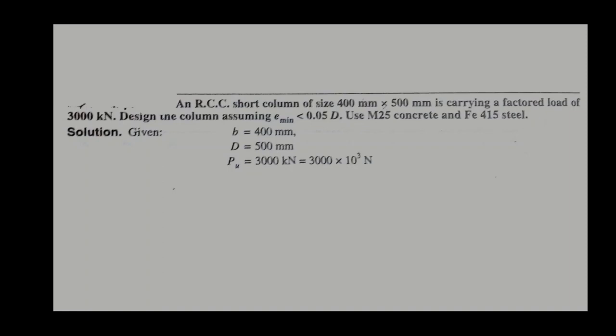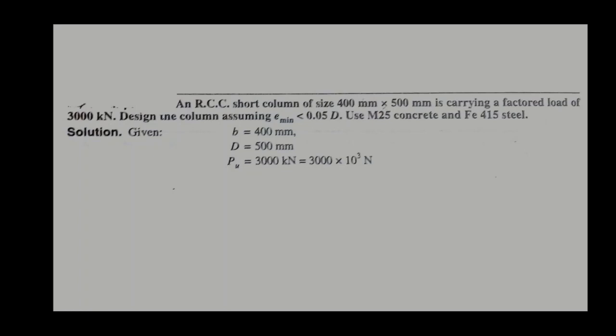The first problem is an RCC short column of size 400 mm by 500 mm carrying a factored load of 3000 kilonewton. Design the column assuming e minimum is less than 0.05 D. Use M25 concrete and Fe 415 steel. So let's go to the solution.